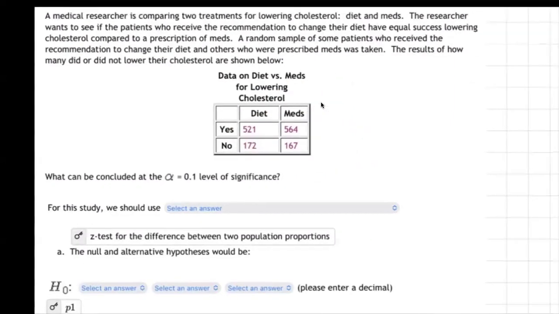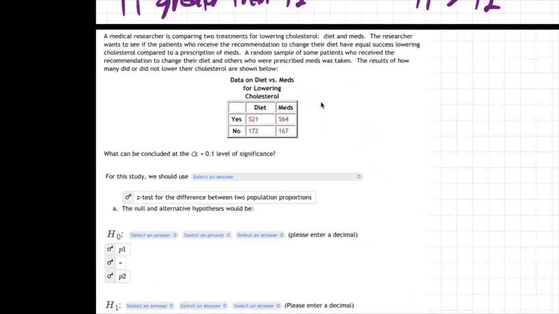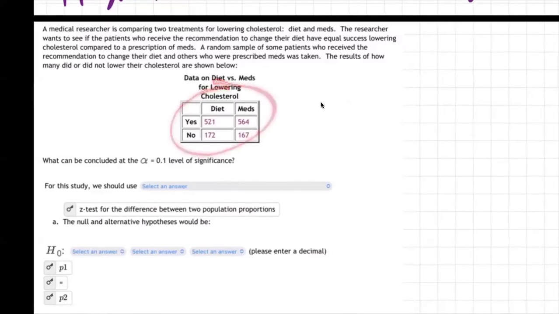Now, first off, first question. For this study we should use, you can see the answer there, a Z-test for the difference of two population proportions. Do you see how we know that? You can just see that they're giving us parts, right? First off, it doesn't say average or mean anywhere. But what we do have is 521 people who did lower their cholesterol with diet, and 172 did not. So you're getting the idea of what part of the group, what percentage of the group.